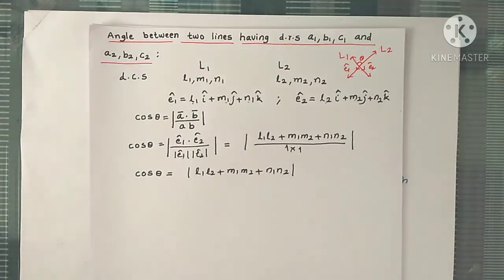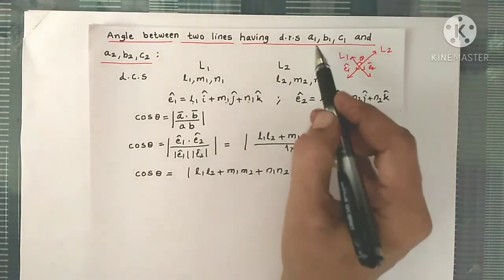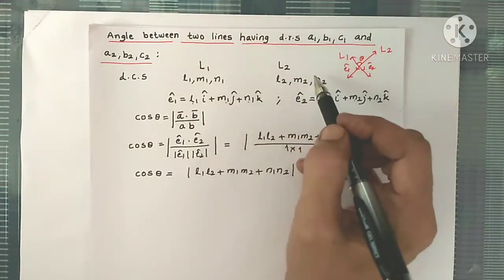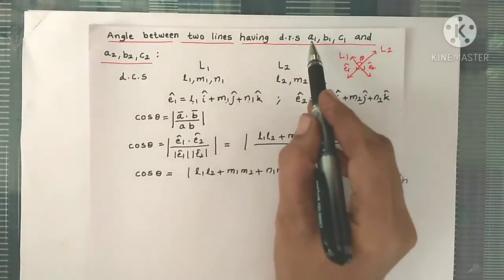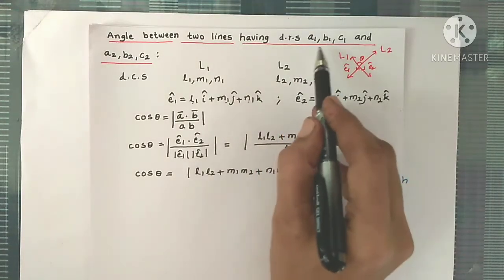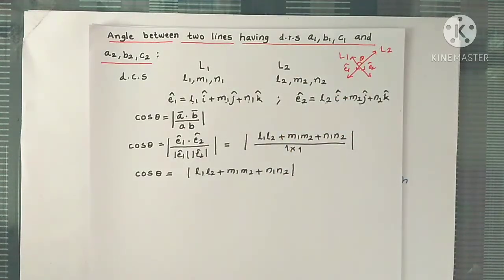But every time they are not giving us direction cosines. If direction ratios are given, then we have to convert those direction ratios into direction cosines. So what is the method? If A1, B1, C1 are direction ratios, then the direction cosines along the line are A1 upon root of A1 square plus B1 square plus C1 square. Similarly, we have to divide B1 and C1 by the square root of A1 square plus B1 square plus C1 square. So let's write that.